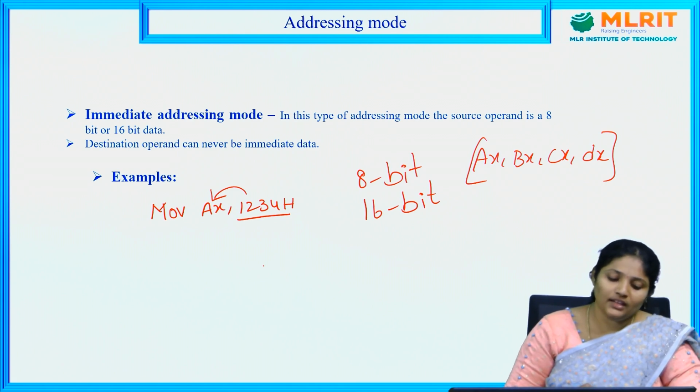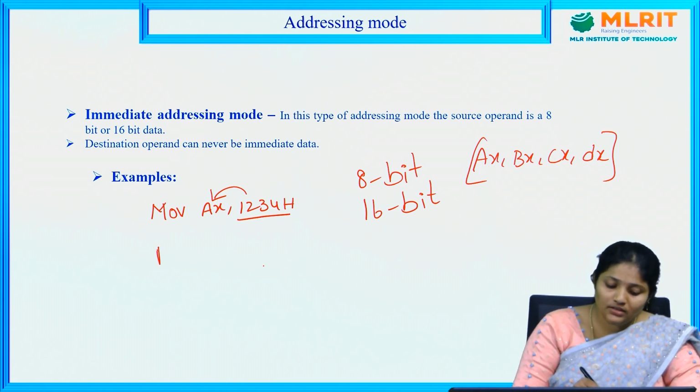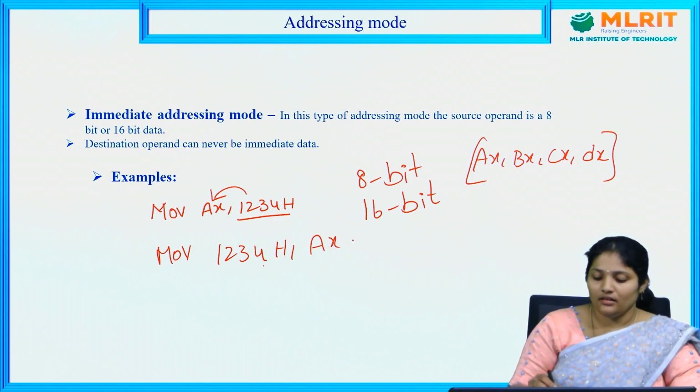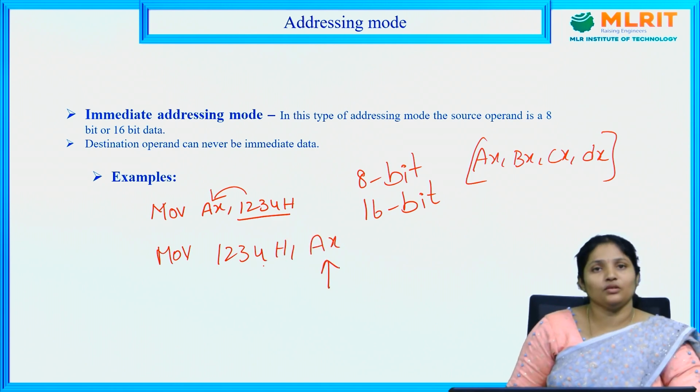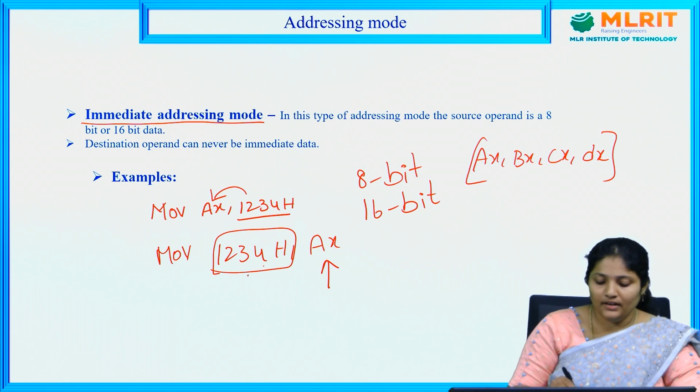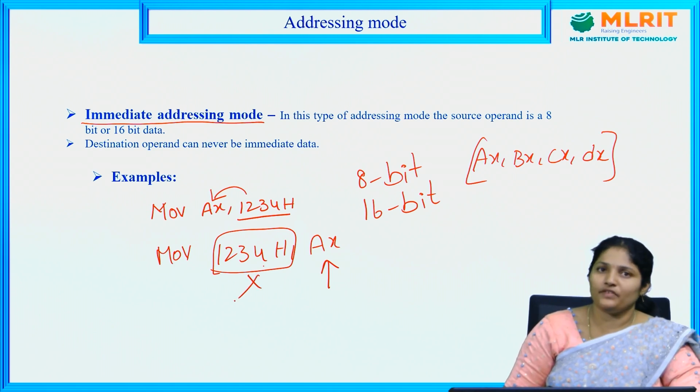But we cannot write it like this, because the source part will always be the immediate data. In the case of immediate addressing mode, this data will be 8-bit or 16-bit, but you shouldn't take the destination operand as immediate data. Such instructions will not be executable in 8086.